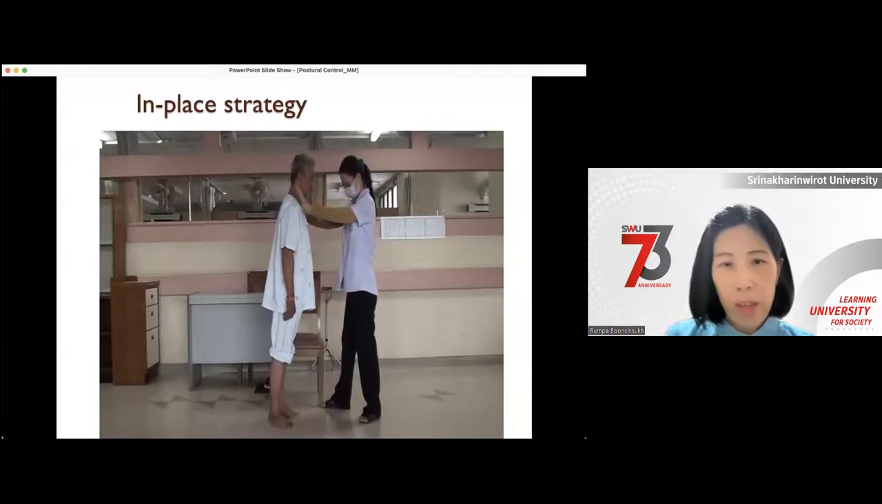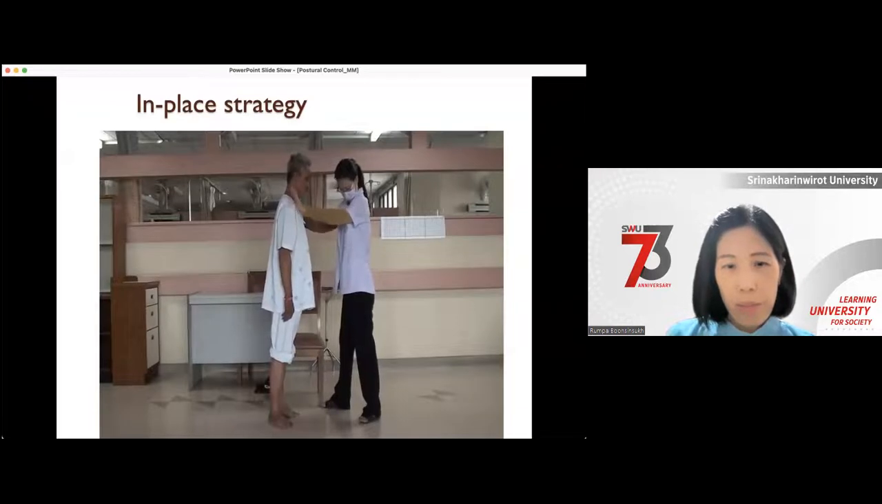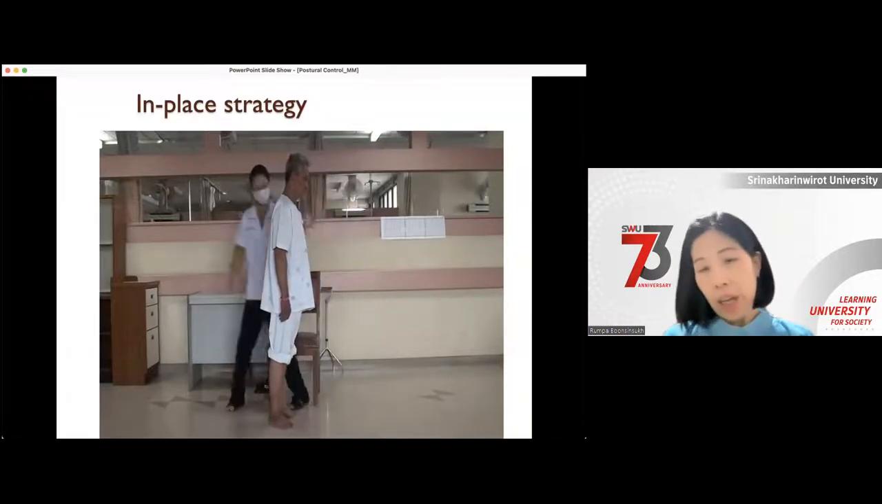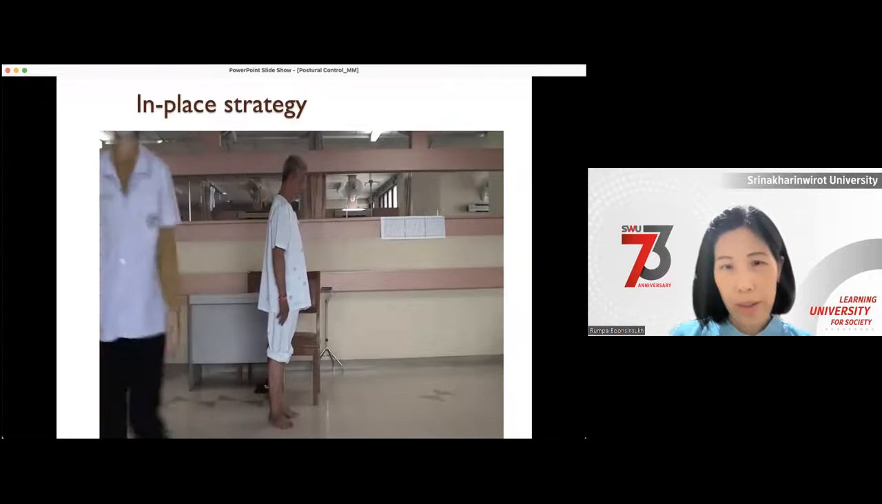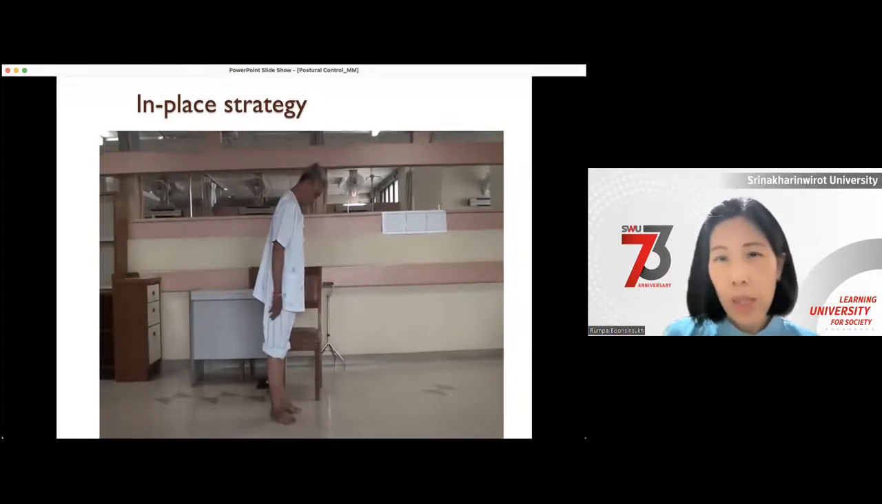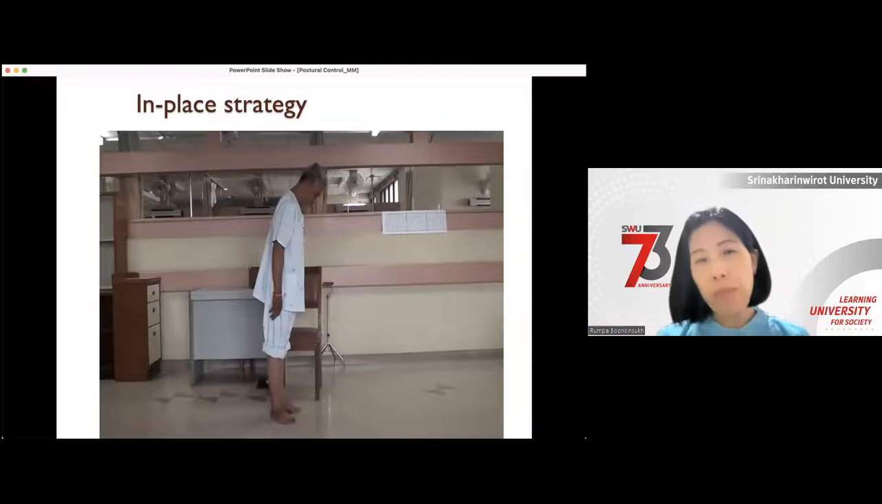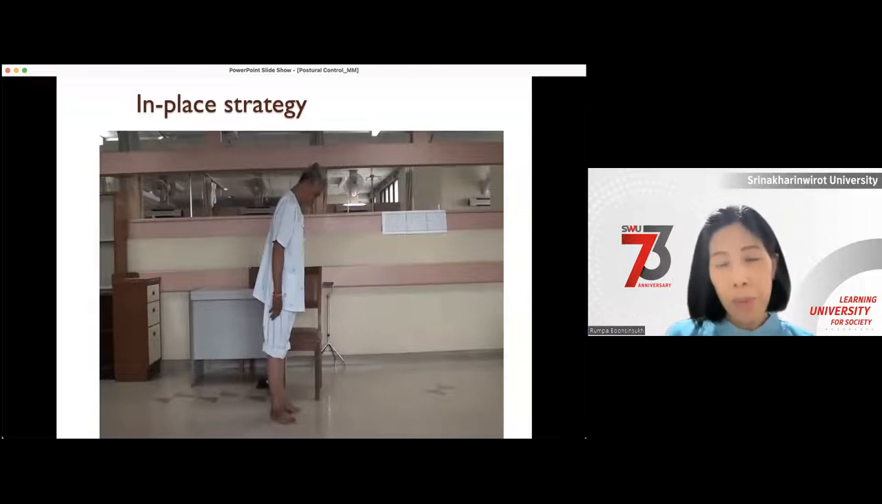So push the patient again and let go. Push and let go. You can see that this patient shows movement at the ankle joint, not other joints. So this is the ankle strategy. If the patient cannot maintain balance, they probably use other compensatory strategies, such as the hip strategy, bending at the hip, or using a lot of arm movement.